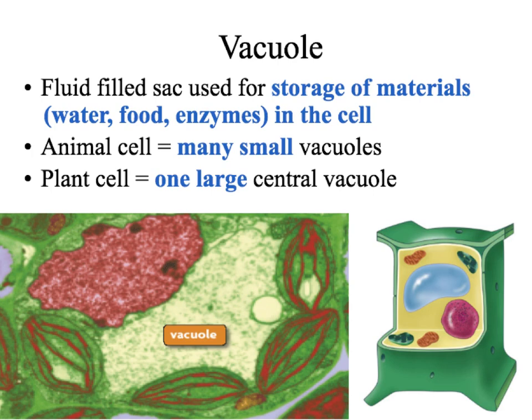Vacuoles are like little fluid-filled storage sacks in the cell. They store all kinds of things: water, food, enzymes. Animal cells are made up of many small vacuoles throughout the cell. The plant cell has one large central vacuole, so this is a plant cell. It has one big vacuole called the central vacuole. That's one of the main differences between plant cells and animal cells. Plant cells have one large central vacuole, and guess what it's holding? H2O.